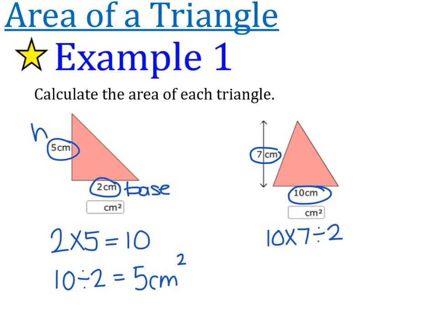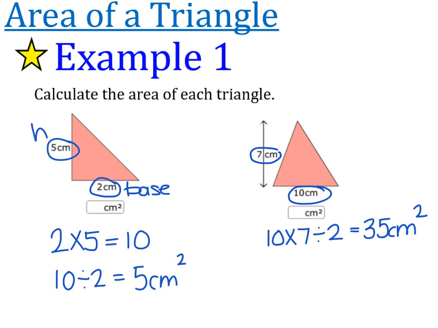Now, if I write everything in one line just like that, I need to keep some of the numbers in my head. So 10 times 7 is 70, and 70 divided by 2 is 35. 35 centimeters squared. And there you go, that's all you have to do to find the area of a triangle.